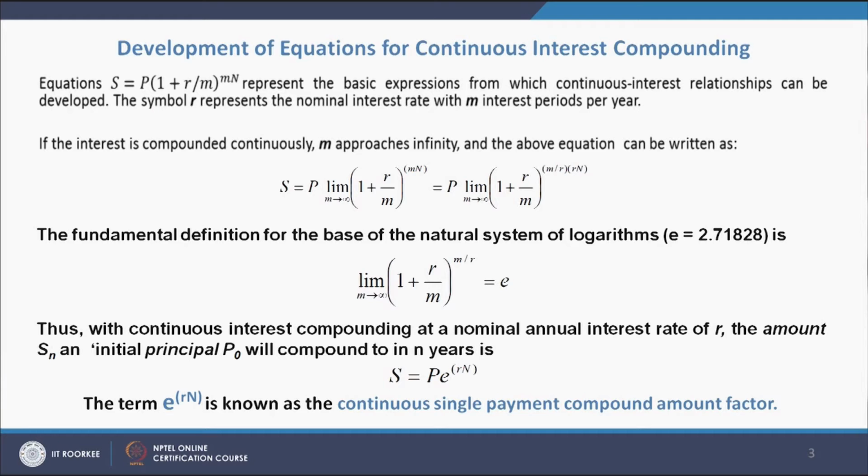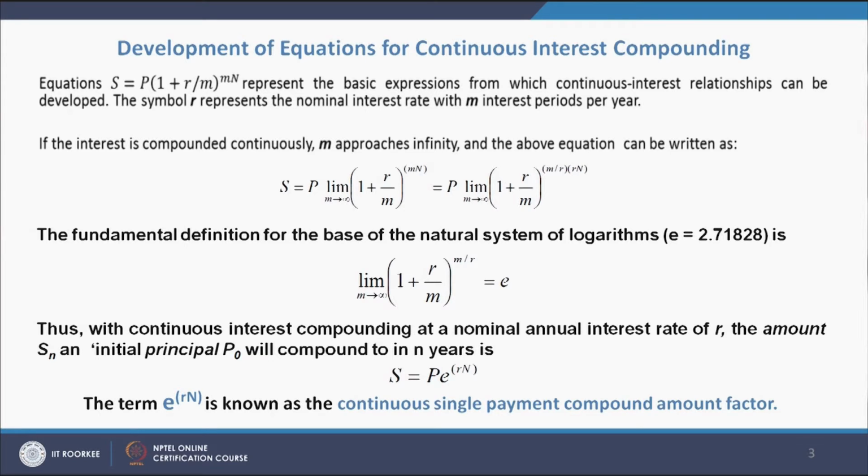Now, development of the equation for continuous compounding. The basic equation, which we know, S is equal to P (1 + R/m) to the power mn, which was used for discrete compounding, represents the basic equation from which continuous interest relationships can be derived. The symbol R represents the nominal interest rate with m interest periods per year.